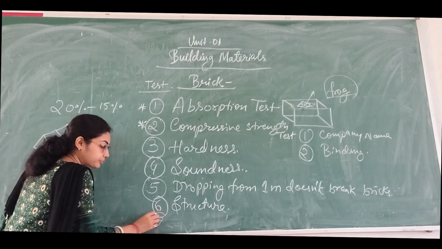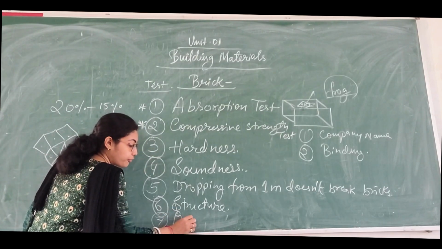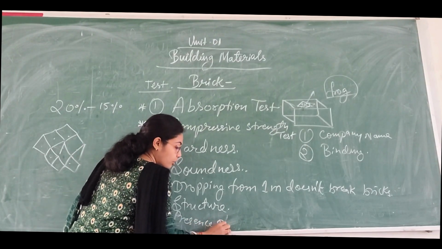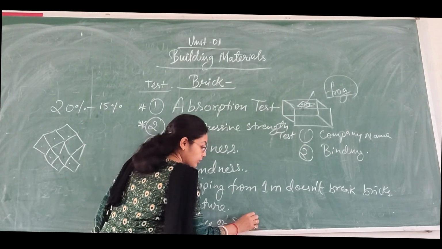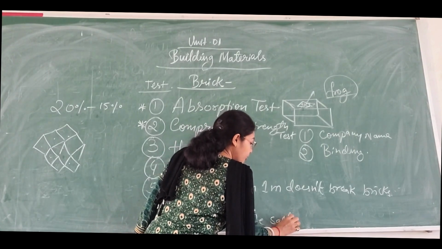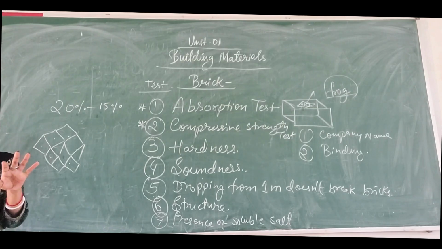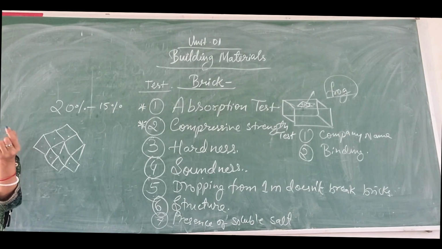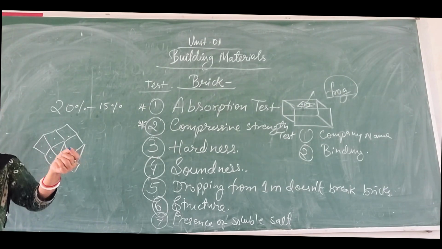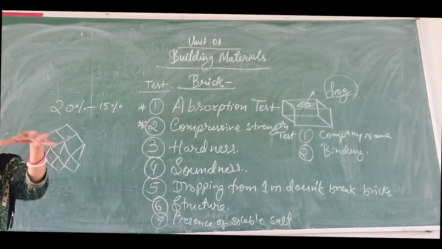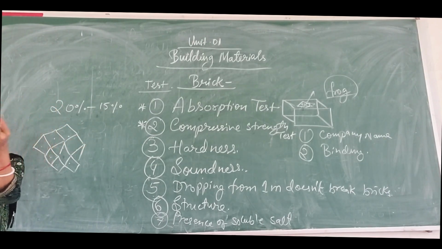What is seventh? Seventh is the presence of soluble salt. What is soluble salt? Have you ever seen a surface where water has dried out or evaporated? There is a residue of white material that is called salt, right? A live example: when you sweat in your clothes and they dry out, there is a white mark of salt. That is your salt presence.